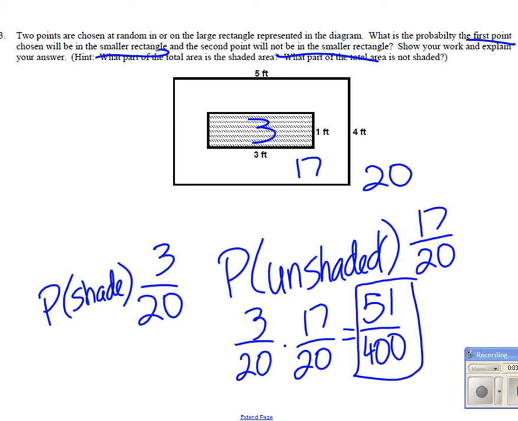Okay, so all of these, every single time, in case you haven't quite picked up on it yet: the probability of one event, the probability of the second event, and then you just multiply them together.